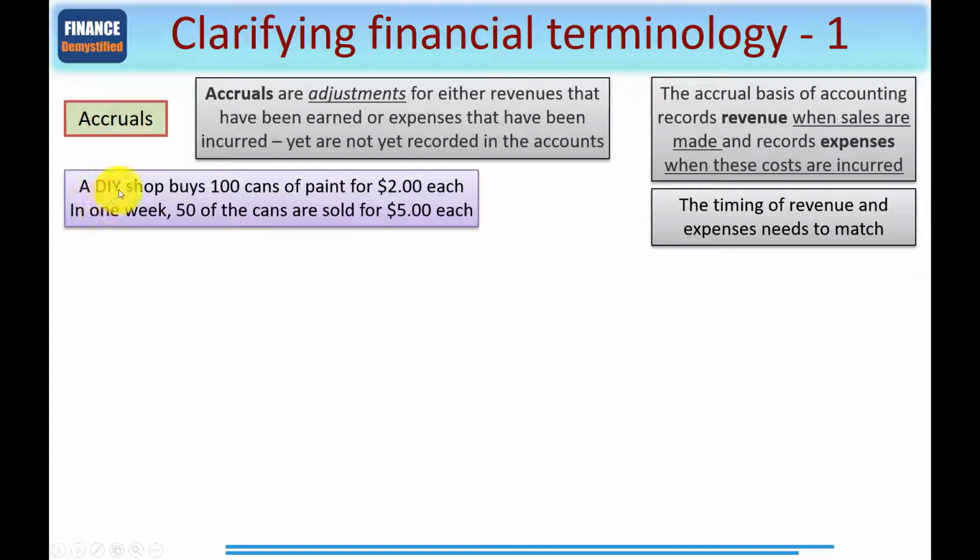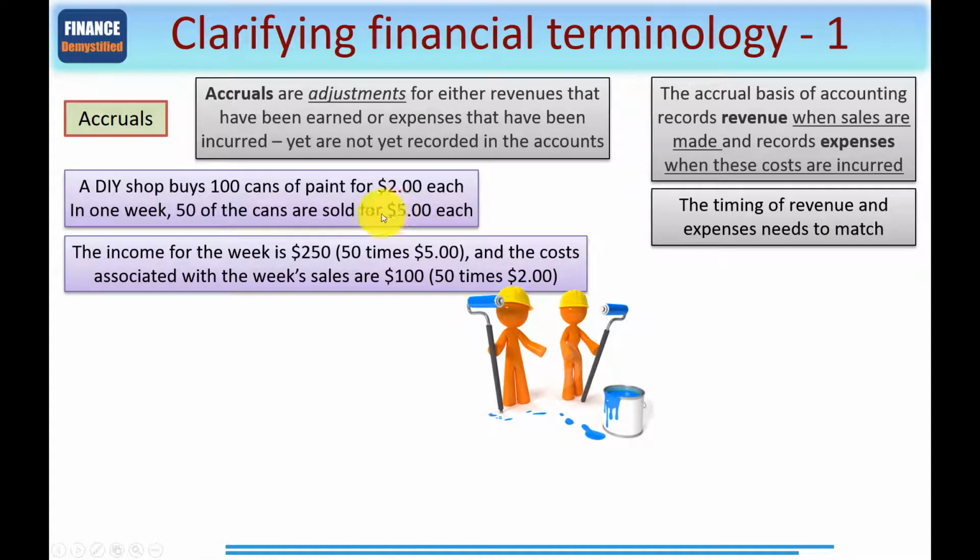Suppose that a DIY shop buys 100 cans of paint for $2 each, and that in a one week period, 50 of the cans are sold for $5 each. So you can see they've made a profit. Now, the income for that particular week is $250, because of course they sold 50 cans of paint at $5 each. However, the costs associated with the week's sales are $100. That's of course 50 times what you paid for them, $2 each.